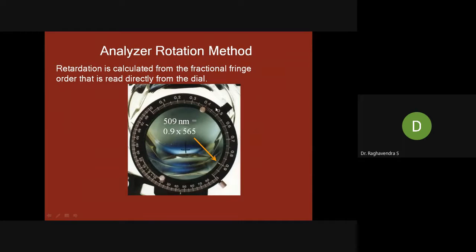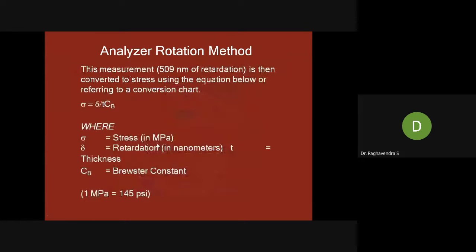So we are going to rotate this analyzer. Retardation is calculated from the fractional fringe order that is read directly from the dial. First you keep it, then you rotate it, then you take one more reading. Like this, you calculate the retardation value from the fringe constant. You would have calculated the fringe value and fringe constant, and you know all that. So using the same fringe value, the delta value, you get the retardation in nanometers.